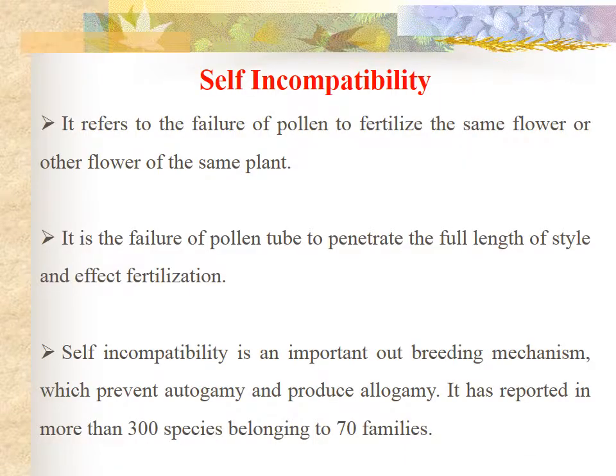Coming to self-incompatibility. It is the failure of pollen to fertilize the same flower or another flower of the same plant. It is the failure of the pollen tube to penetrate the full length of the style and effect fertilization. Self-incompatibility is an important outbreeding mechanism which prevents autogamy and produces allogamy. It has been reported in more than 300 species belonging to 70 families.